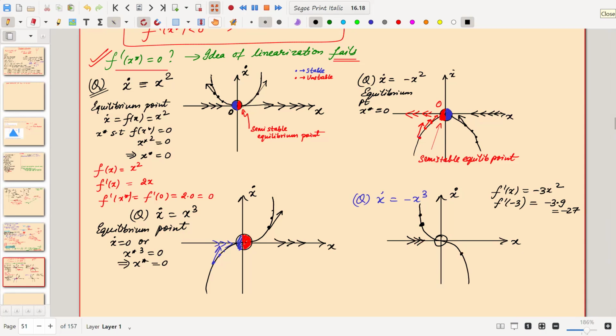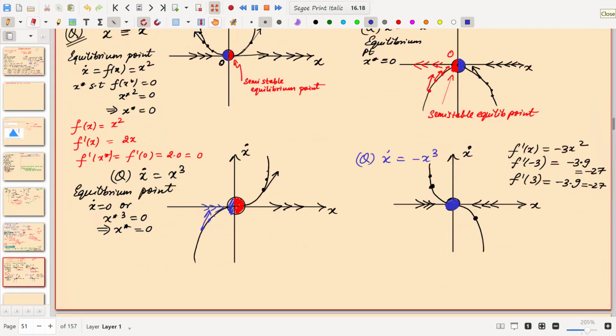Agree? Take any point here, f prime at positive x. That means f prime of 3, suppose. Then it will be minus 3 times again 9, right? It is minus 27 again. So again it is converging, right? Agree? So both sides it is converging. That means it is fully stable. Agree to this? I think here also we made one mistake, maybe.